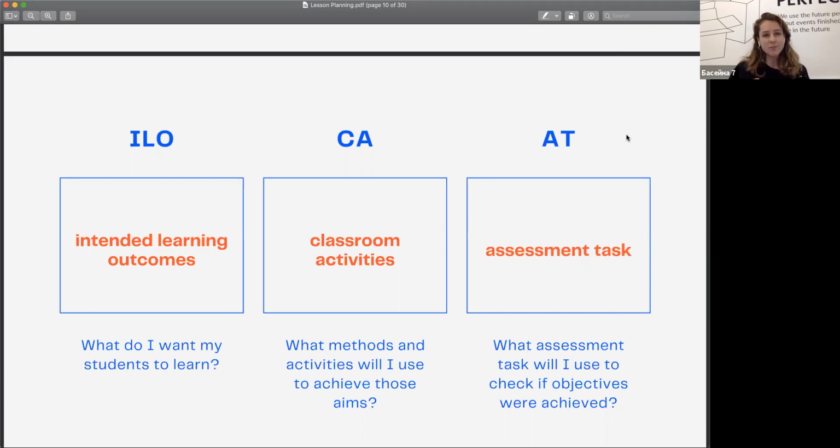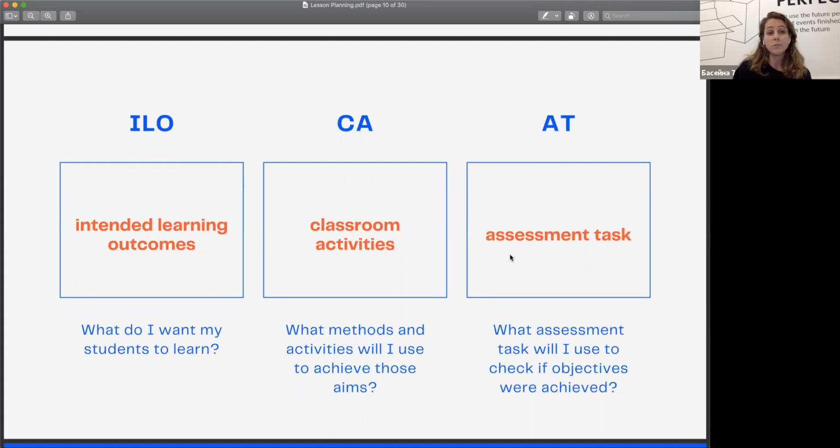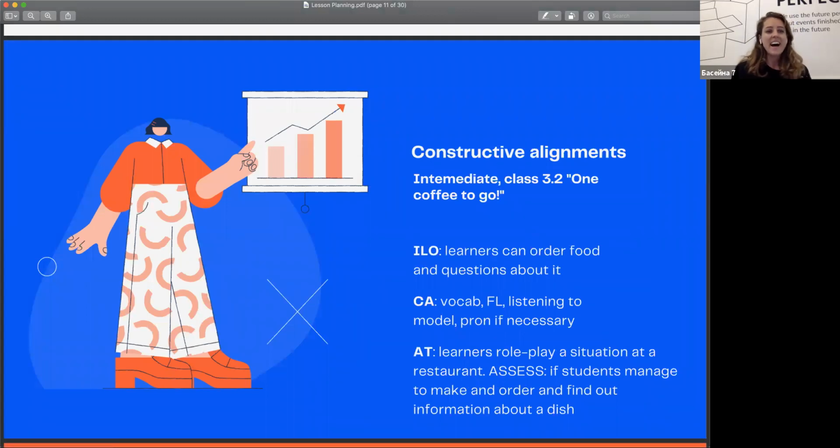I do understand that at this moment, it's quite theoretical. That is why let's have a little bit more practical look at all of these 3 things. And what I've decided to do is to use our Notes by Green Forest book and take one of the classes from Notes by Green Forest and have a look how these 3 stages can be aligned according to one of the classes that we have there. I know I have some typos on the slide, so I have seen those, no worries. So I decided to have a look at the intermediate class, and that was class 3.2, One Coffee to Go.